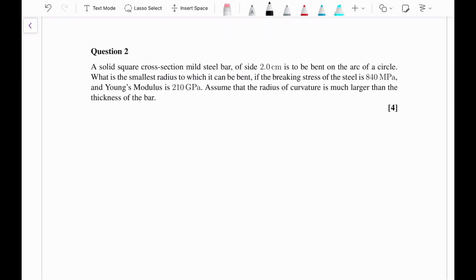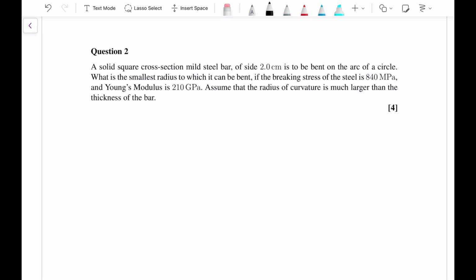Now let's look at the second question. It says a solid square cross-section mild steel bar of side 2 centimeters is to be bent into the arc of a circle. What is the smallest radius to which it can be bent if the breaking stress of steel is 840 megapascals and Young's modulus is 210 gigapascals? Assume that the radius of curvature is much larger than the thickness of the bar.